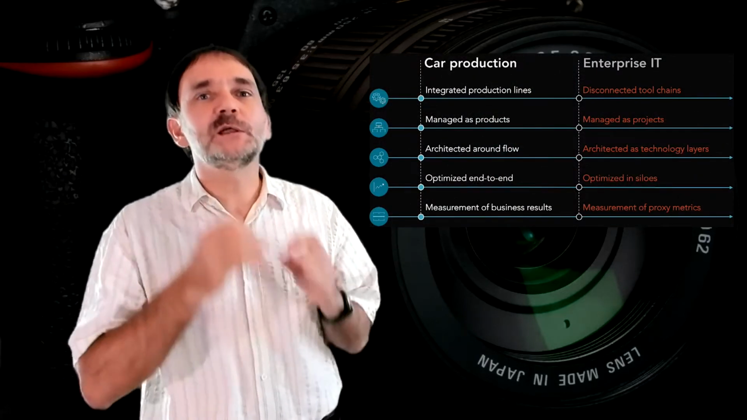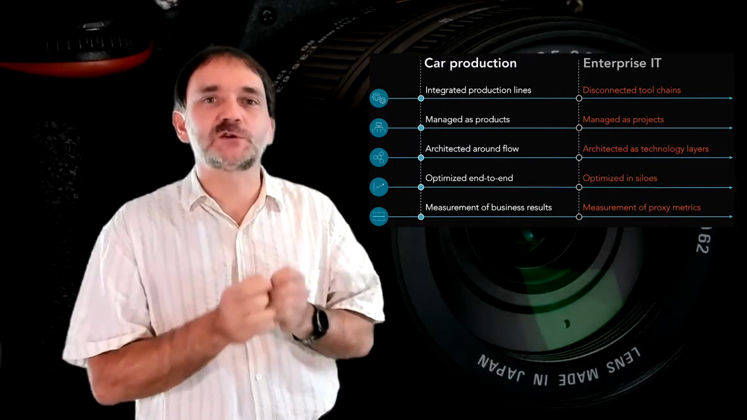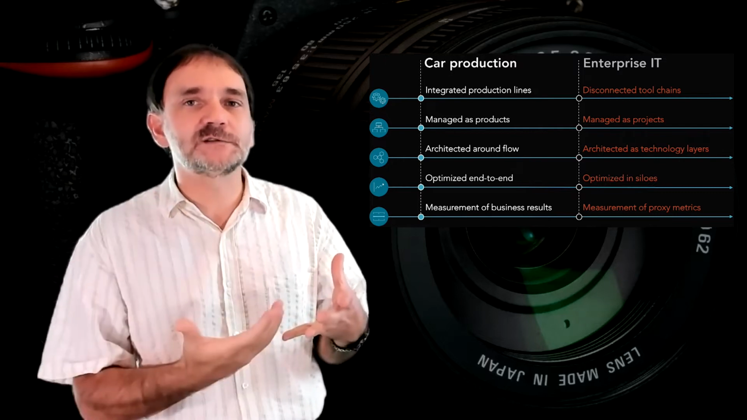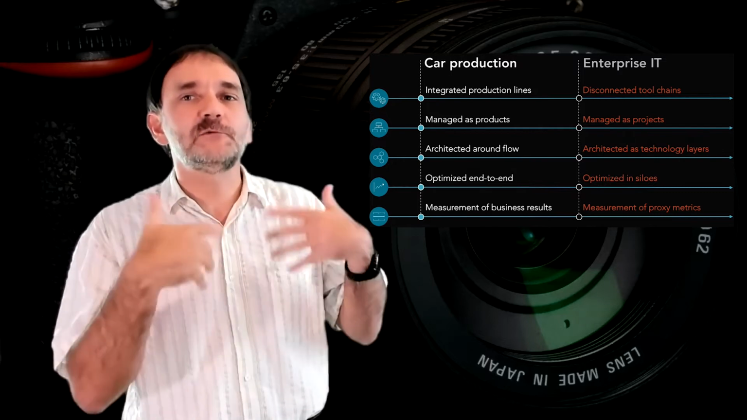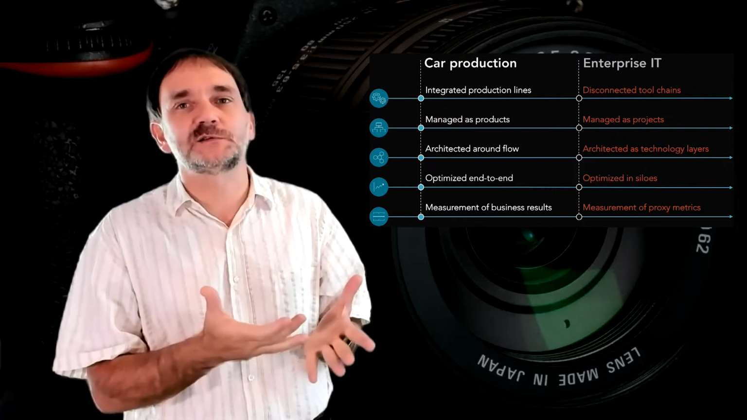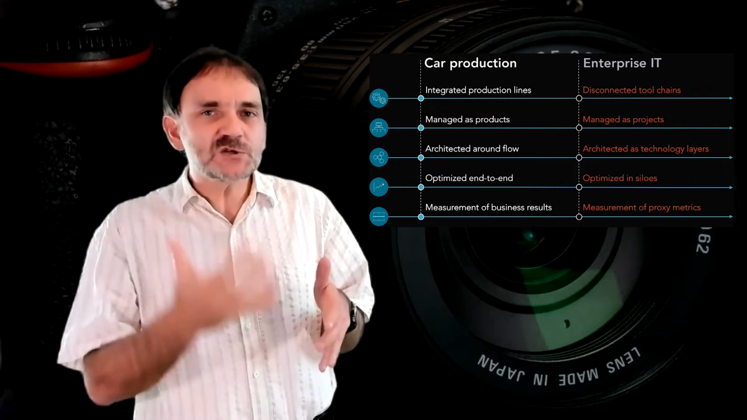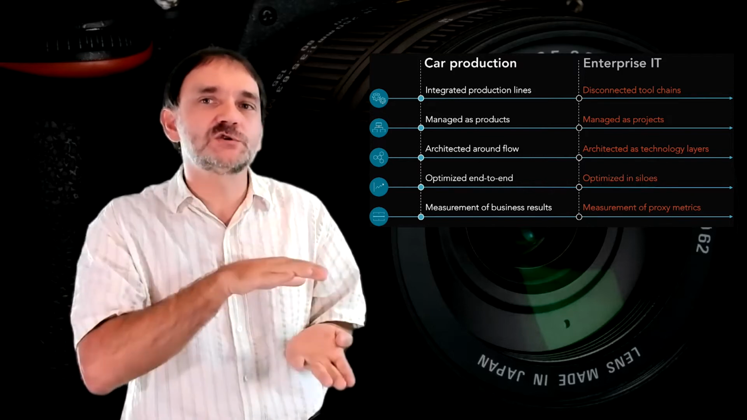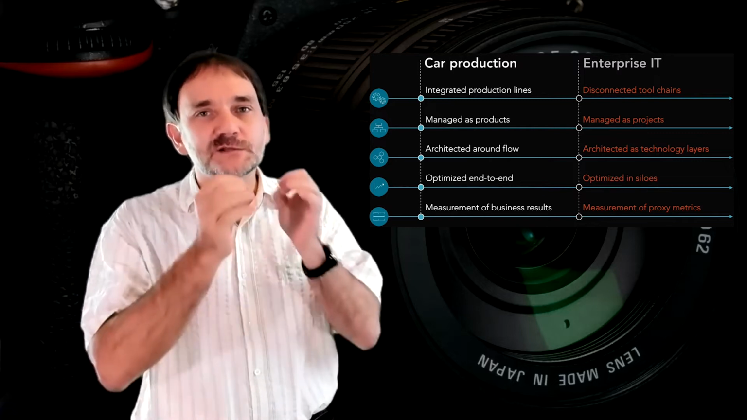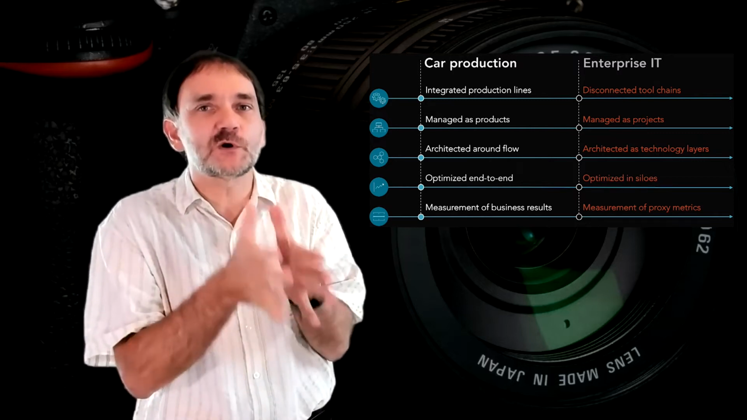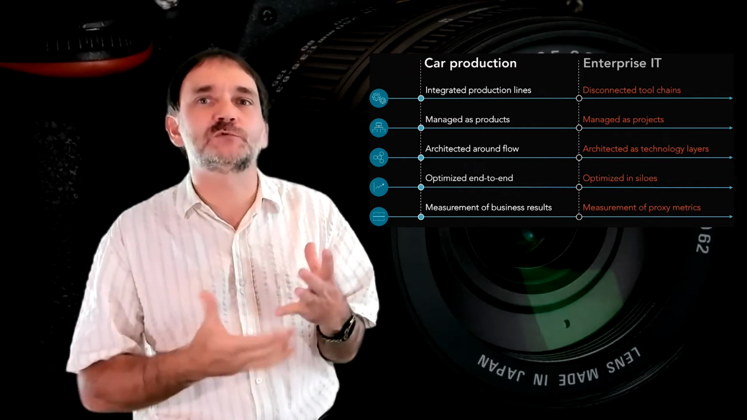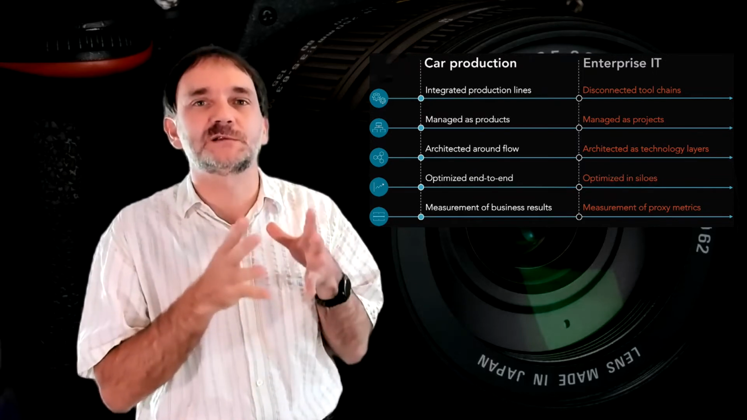Other than that, we can, however, learn a lot from manufacturing and how they have integrated production lines that are architected around flow and have been optimized end-to-end to give certain business results. Especially the last 2 points are where knowledge work usually falls flat. We tend to optimize in the silos of our teams and use proxy measures like number of hours logged or quantity of some output, regardless of the need of the system as a whole.